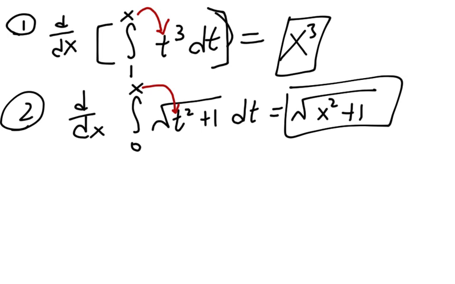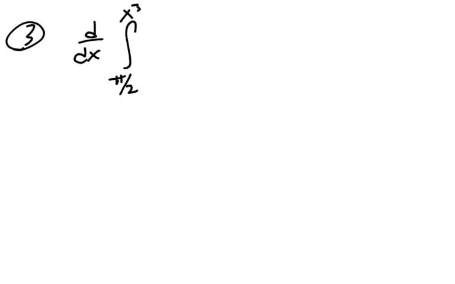Now, the next example is going to involve the chain rule. And it looks like this: d dx of the integral from pi over 2 to x cubed of cosine t dt. Now, the reason that this one involves the chain rule is because I don't just have x up here. I have a function of x. So you'll have to use this anytime that upper limit of integration is not just x.